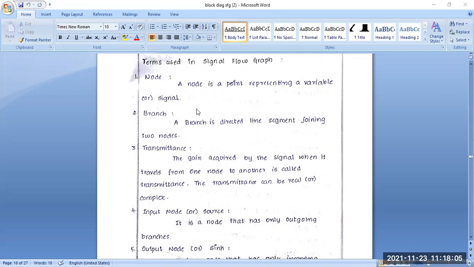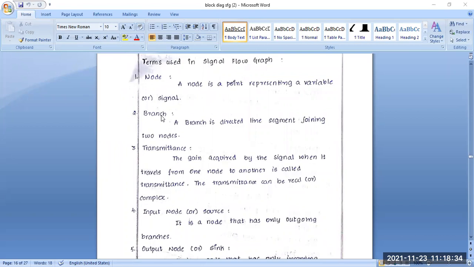That means when an input signal is applied, or any branching input signal is applied, it is the starting point, and it is called the node. This node is a point representing a variable or any signal, which is the input we have to use in this SFG, the signal flow graph method.